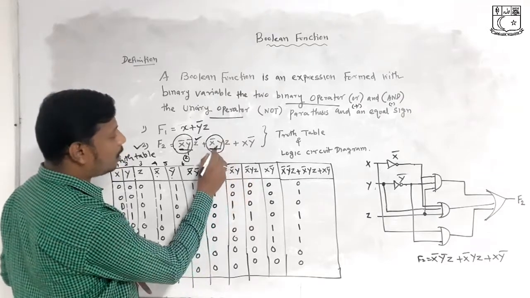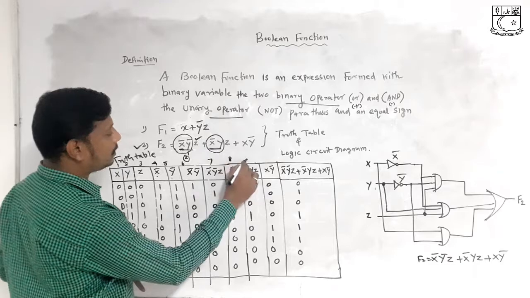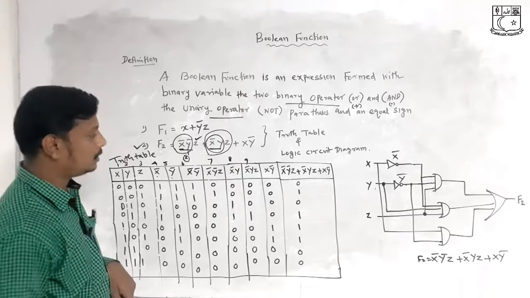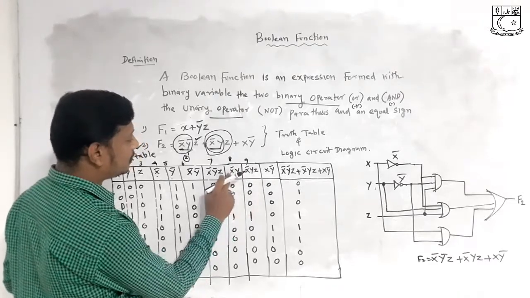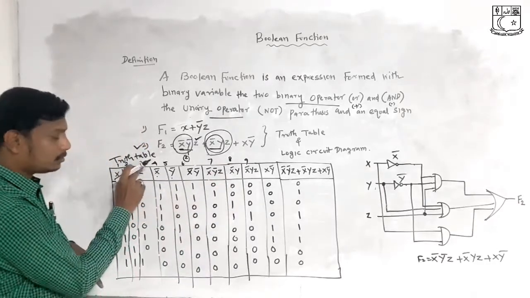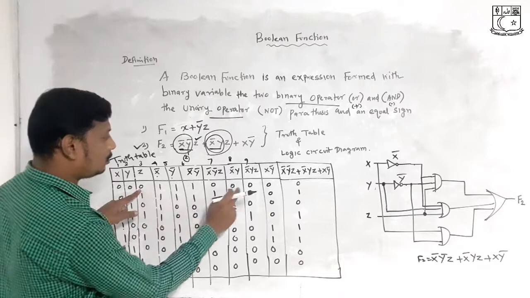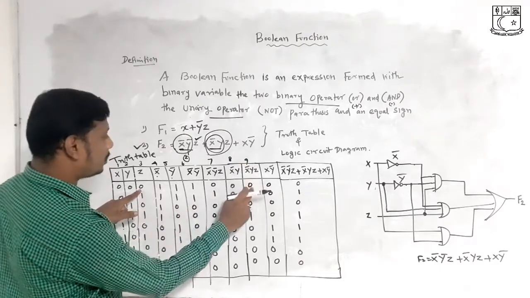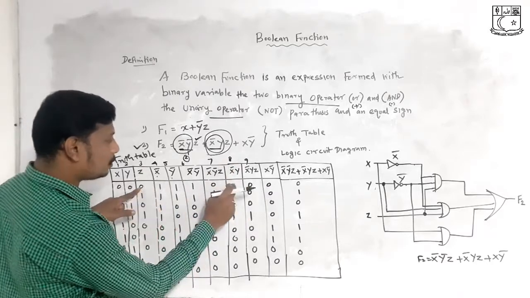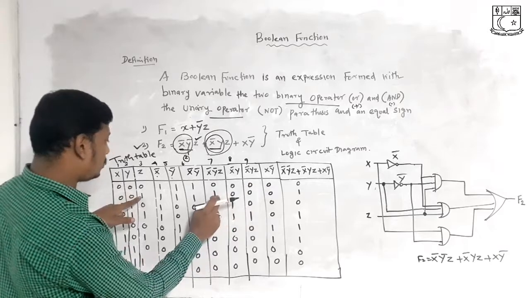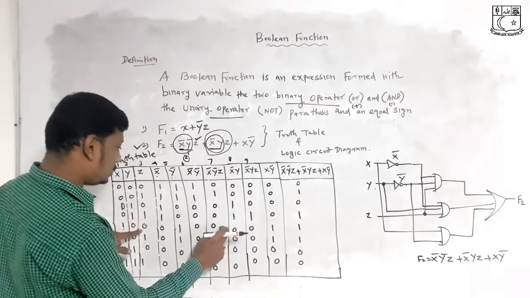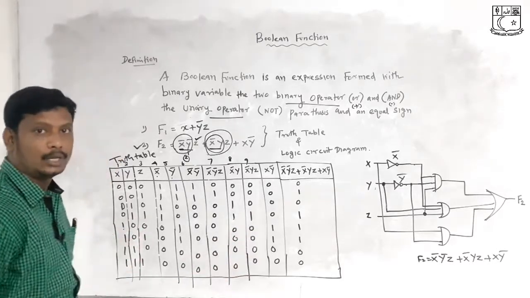Again, x bar y z. x bar y is available in column 8, and z is in the third column. Comparing the 8th and third columns: 0 into 0 is 0, 1 into 0 is 0, 0 into 1 is 0, 1 into 1 is 1, and the rest are 0. You can understand.